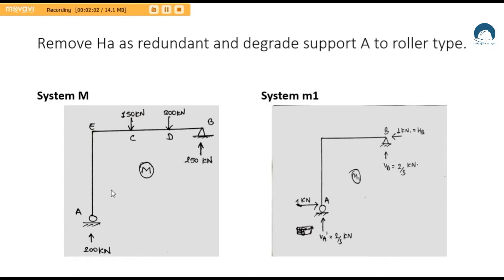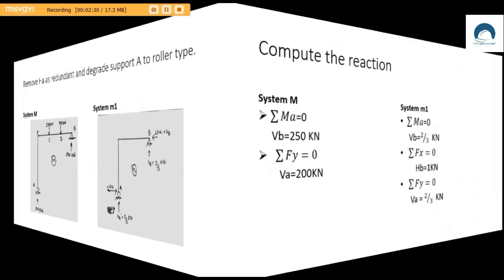Okay, now after degrading the support, the horizontal reaction at A vanishes. Similarly, since there is no horizontal reaction acting on this system, the horizontal reaction at B also reduces to 0. Now we have removed the horizontal reaction at A, that is, now we need to apply a unit kilonewton load at support A. Okay, now for the calculation of reaction, I will show you in the slide here.